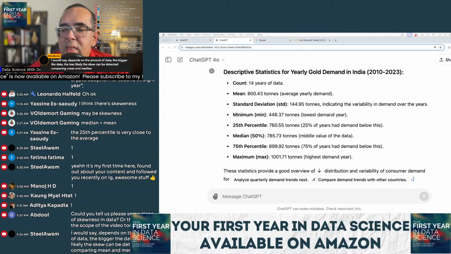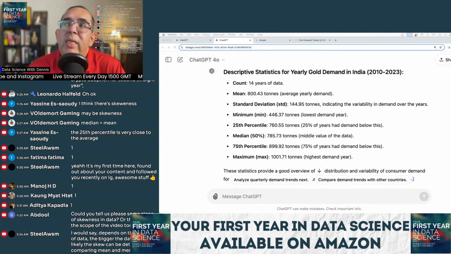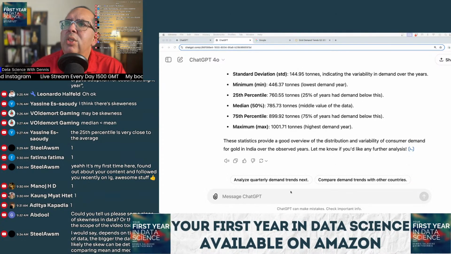Steele says, "I would say depends on the amount of data. The bigger the data, the less likely this can be detected, comparing mean and median." Yeah, that's 100% right. The number of data points here is going to affect that. You're absolutely right. And I think we're dealing with 14. So yeah, maybe that's not enough. Steele is making another good argument. So let's find out, right? I'm pretty sure we can ask it to chart this, right?